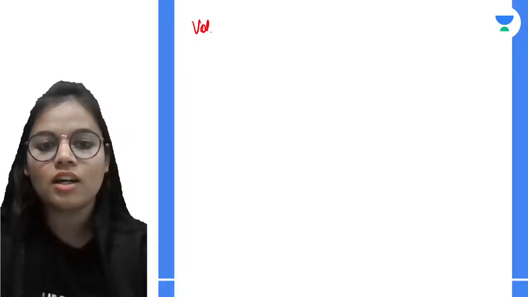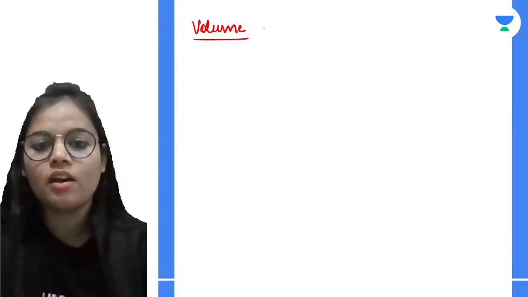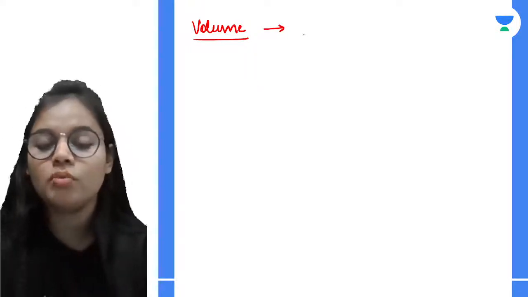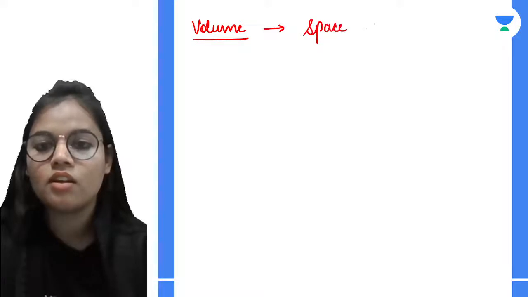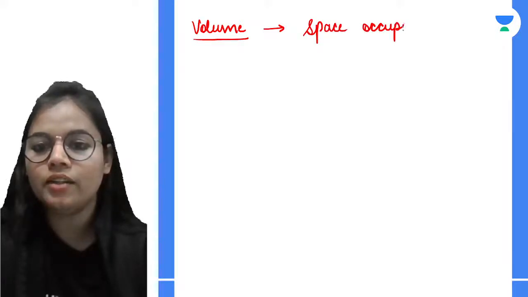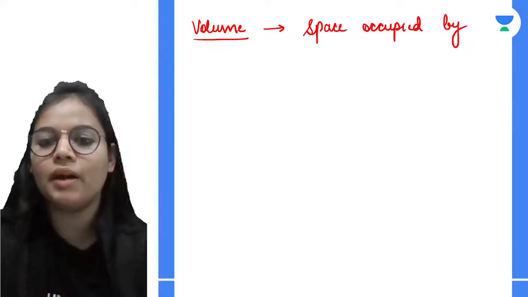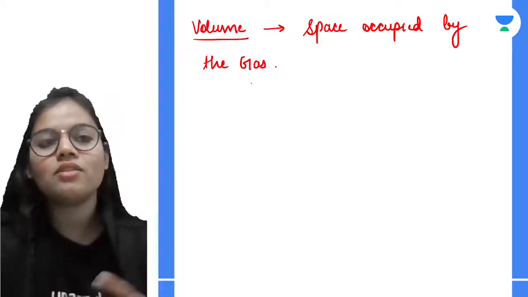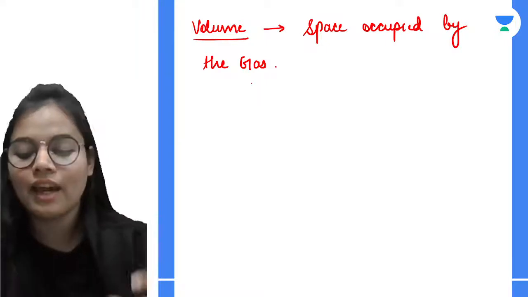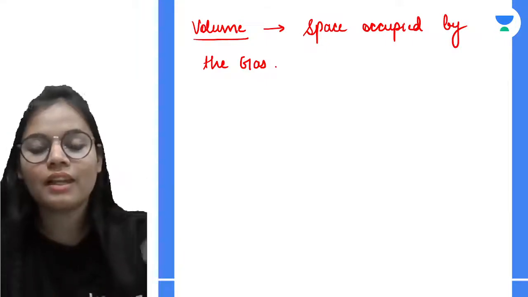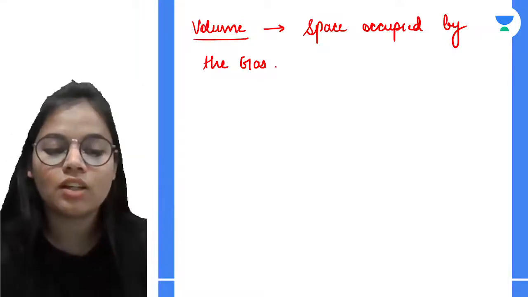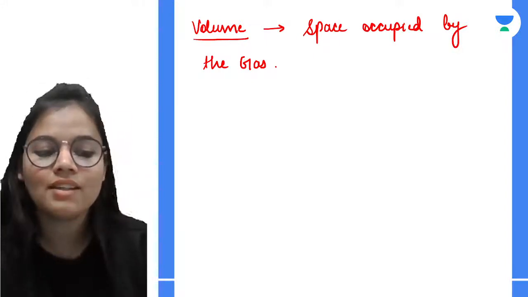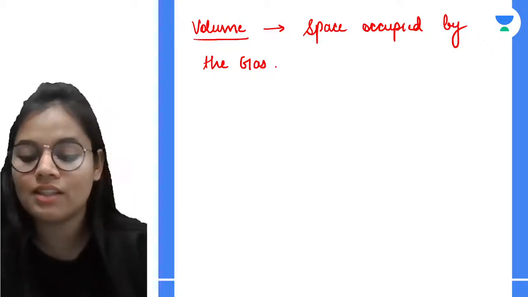Okay, let's start with volume. Now what is meant by volume, or how to define a volume? So volume is the space occupied by the gas. Now in the case of gases, as we know, the gas spreads out and takes the whole of the space of the container. So in this case, the space that is occupied by gas will be equal to the volume of the container.